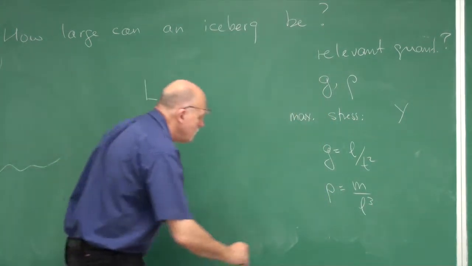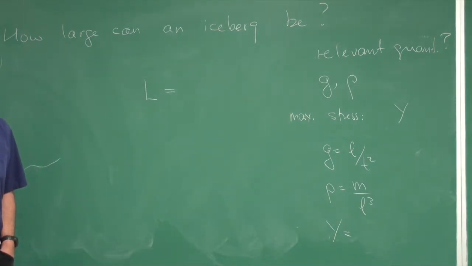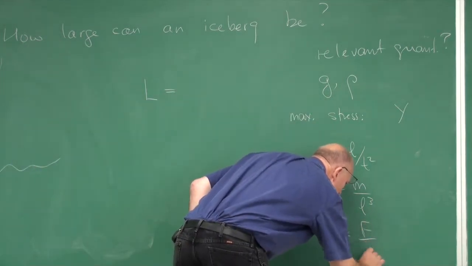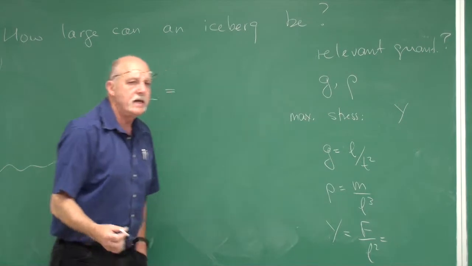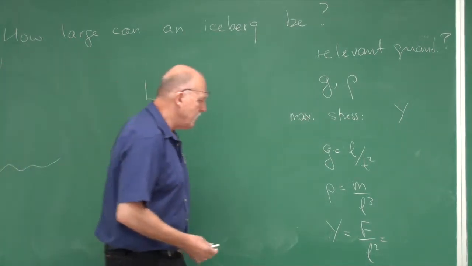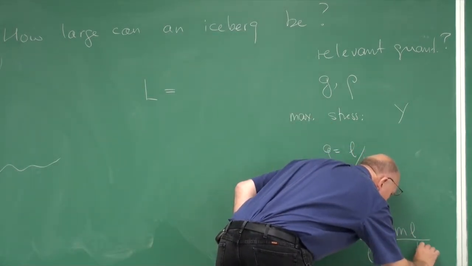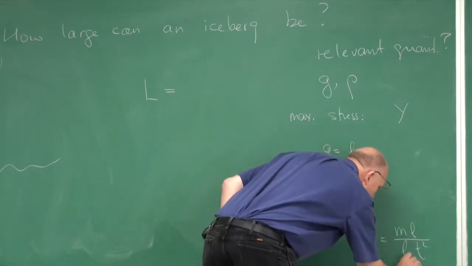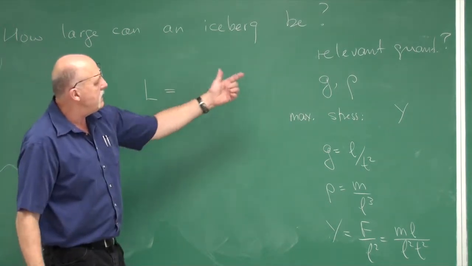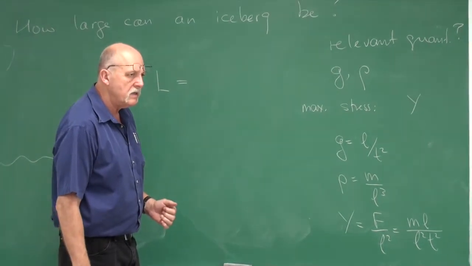And the breaking stress is force per area, and force we can write as mass times acceleration. So we have mass times length over time squared, that's force, and then we know length squared up here. Good. And now we want to ask ourselves, how can we combine these things so we end up with something having the right units?